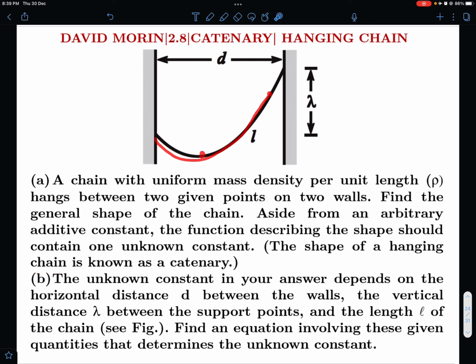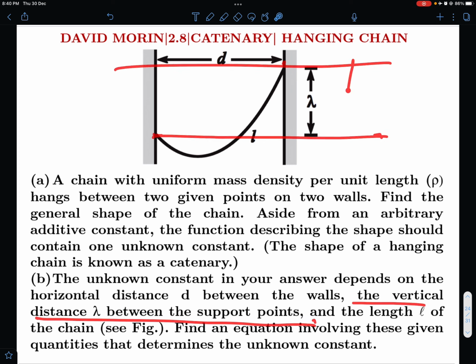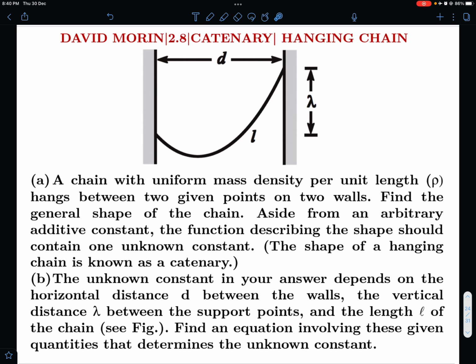So I hope the first part of the question is clear. We have to find the shape of this chain, and I have asked you to take this as the origin, even though it's not mentioned in the problem, because it will simplify things a bit. Then the unknown constant in your answer depends on the horizontal distance d between the walls and the vertical distance lambda between the support points. So the vertical distance between these two points is lambda and the horizontal distance is d, and also the length L of the chain. So it will depend on d, lambda and L.